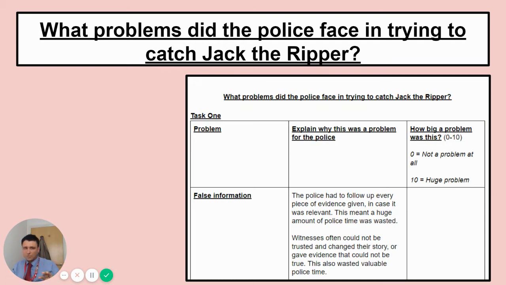It doesn't need to be a huge amount every time. I've left that one blank there. There's no definite answer for how big a problem this was. It's really up to you, about your judgment.